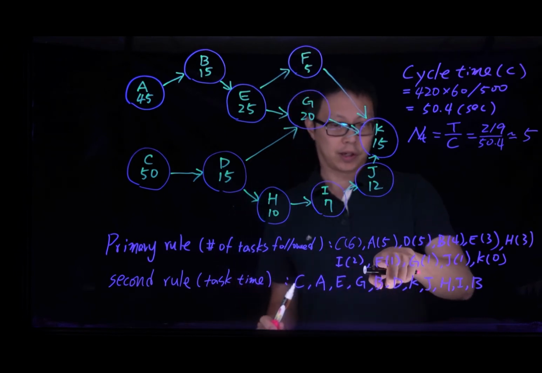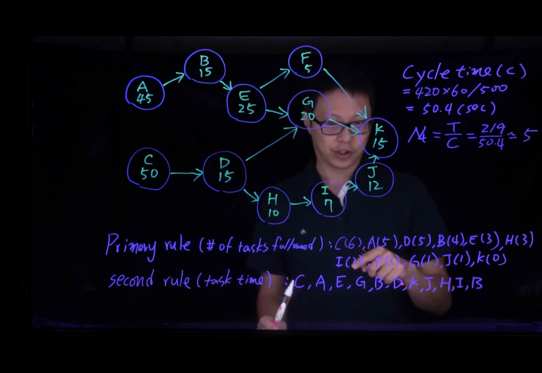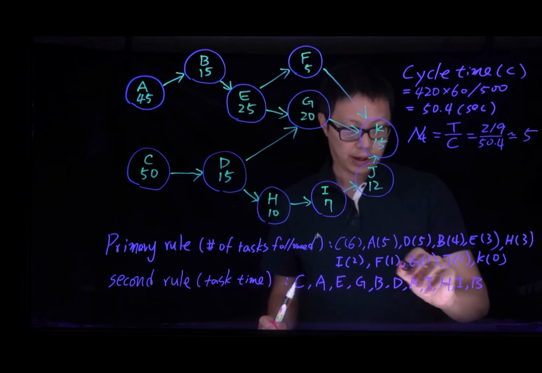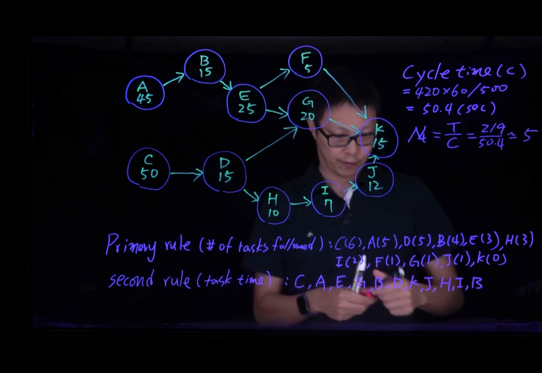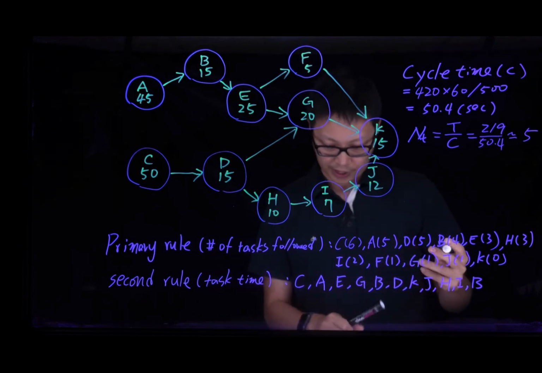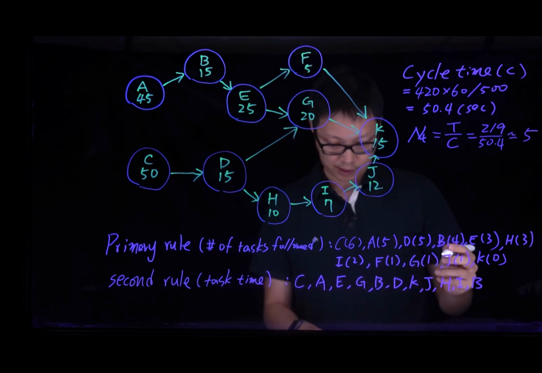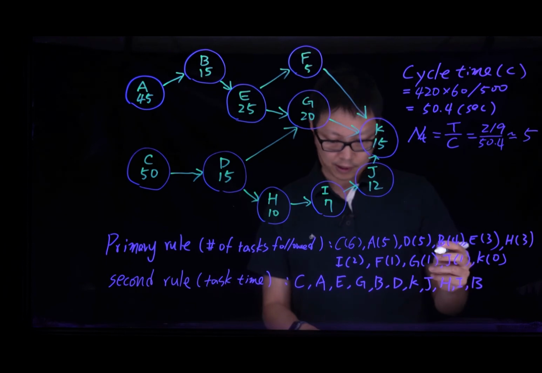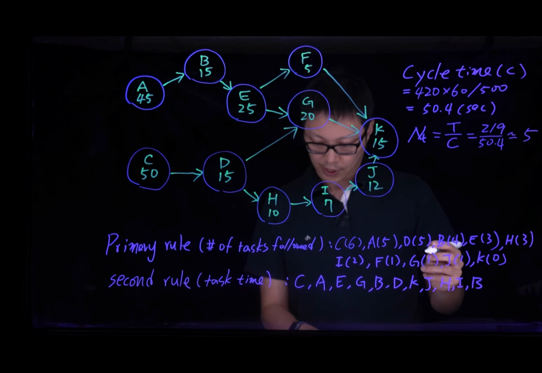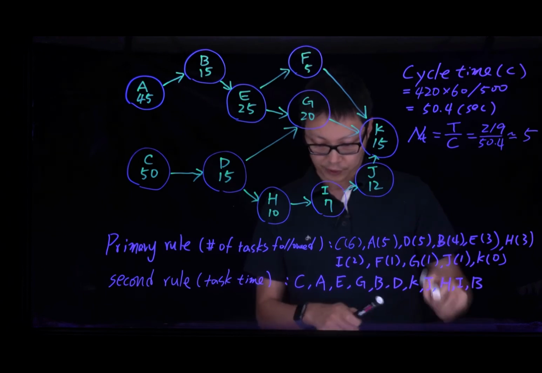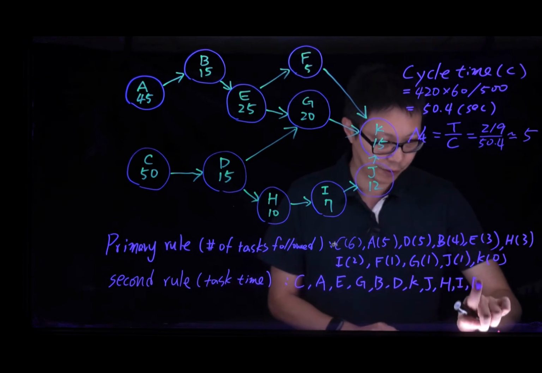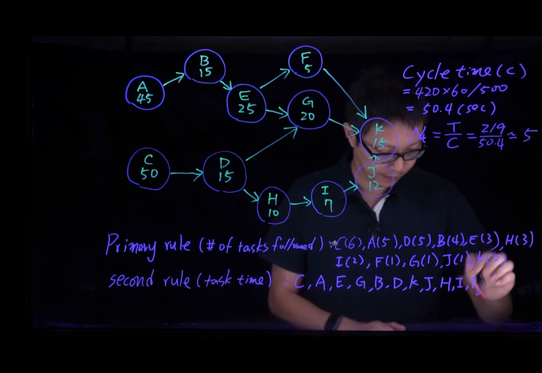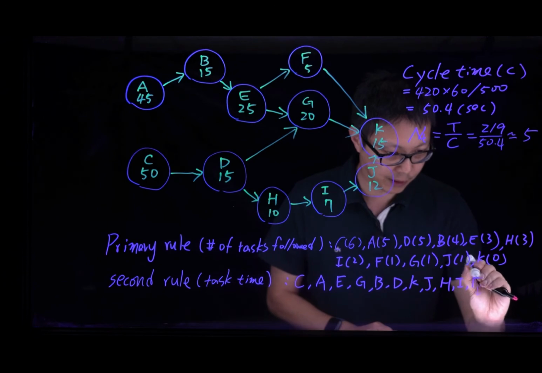But when we consider F, G, and J, we know F is... did I miss F? I did miss F. F is 5 seconds, so F is the very last one. So this one is not a B. This one is F. Sorry, let me replace that. This is F. That's a small typo.